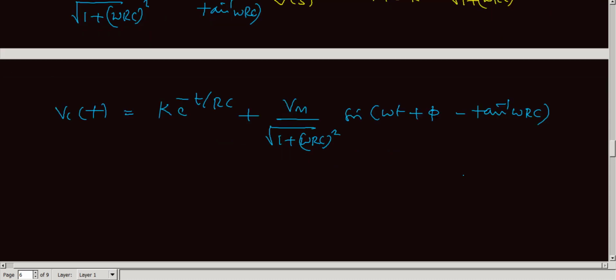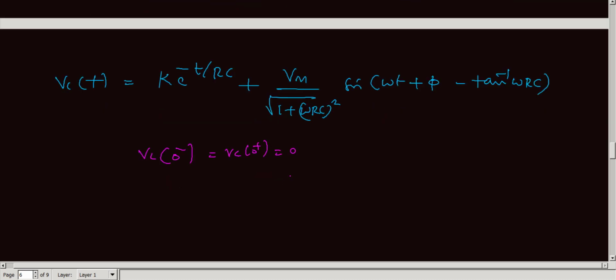Okay, and I know the basic that Vc of 0 minus equal to Vc of 0 plus equal to 0 volts. Let me place t equal to 0. So Vc of 0 equal to k plus Vm by root of 1 plus omega RC whole square into sine of phi minus tan inverse omega RC.